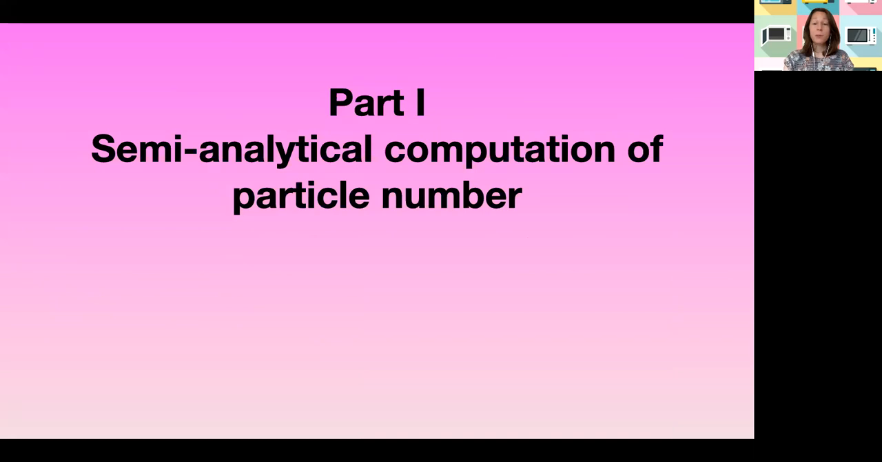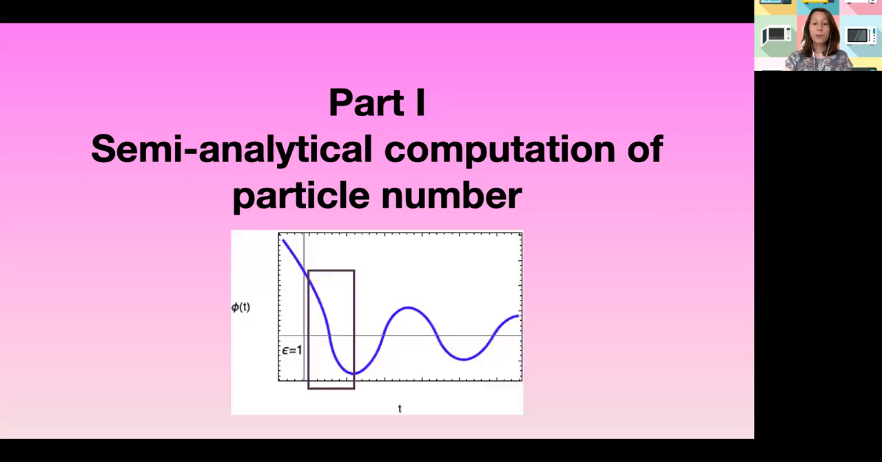This brings me to the first part of my talk, in which I will show a semi-analytical computation of the particle number coming from production with spiky mass terms. And I'm focusing on the particle production during the first inflaton oscillation. So this is a sketch of the inflaton field as a function of time after inflation. So inflation ends here, and then I'm demonstrating the amount of production during this first zero crossing.